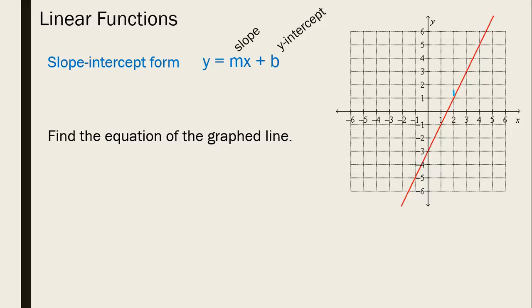Now for this line, we can see that the slope is 2 over 1, or just 2, and the y-intercept is negative 3. So the equation of this line in slope-intercept form is y equals 2x minus 3.